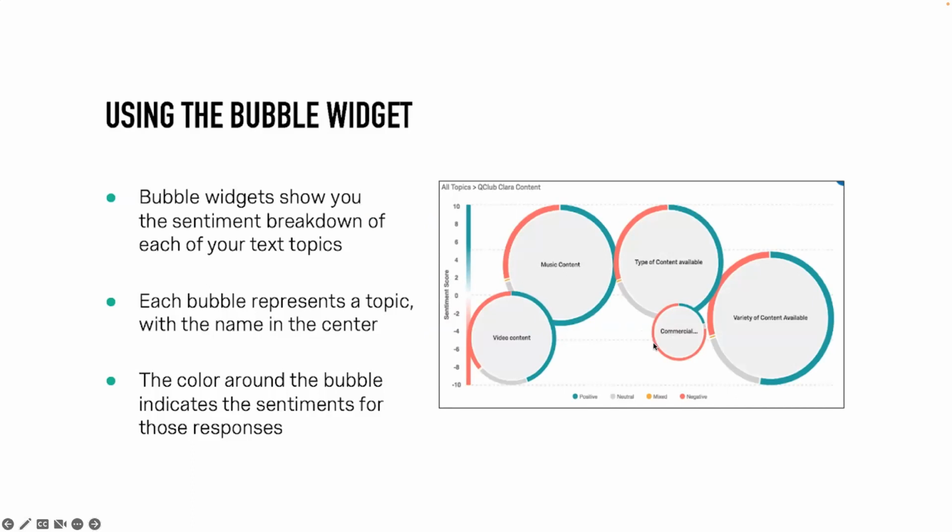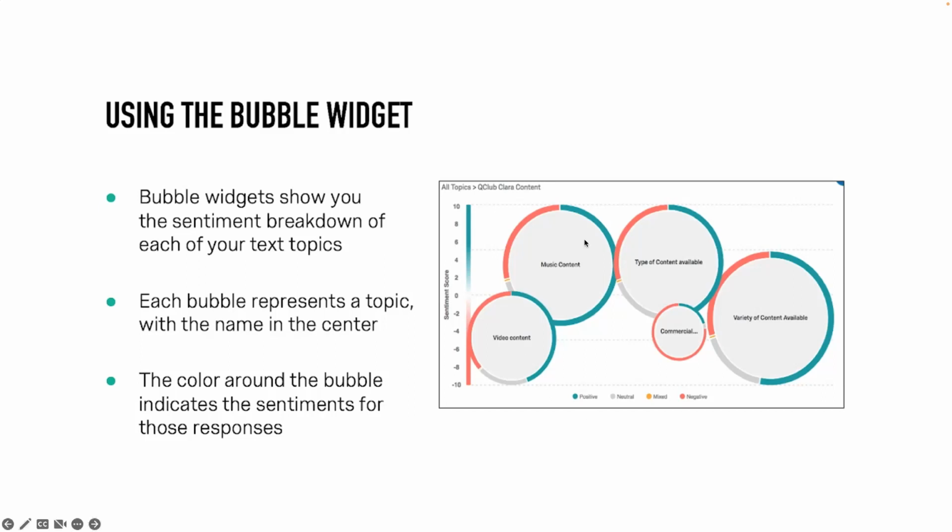This bubble widget shows you the sentiment breakdown of each of your topics. Each bubble represents a topic with a name in the center. The color around the bubble indicates the sentiments for those responses. Qualtrics assigns a positive, negative, neutral, or mixed sentiment to a text response as soon as it's loaded. And that's what you're seeing on the screen. So pink, I think, is still negative. Mixed is the purple diamond with a line through the middle. Gray is neutral. And then blue is positive.